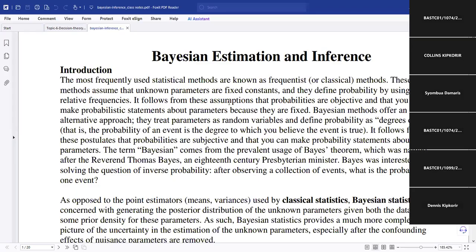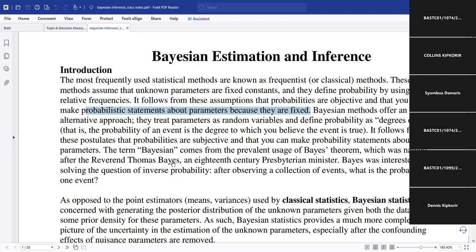So it follows also the assumption that probabilities are objective, and you cannot make probabilistic statements about the parameters because they are fixed. So Bayesian methods is offering a different alternative, whereby it is supposed to treat these particular parameters as random variables and define the probability as the degree of belief. That is, the probability of an event is the degree to which you believe the event is true. So it follows from postulates that probabilities are subjective and they can make probability statements about parameters.